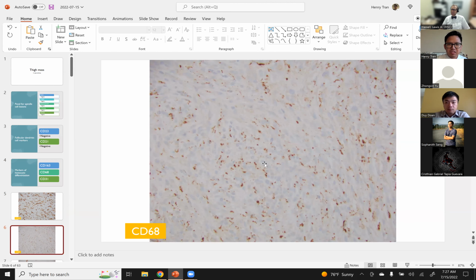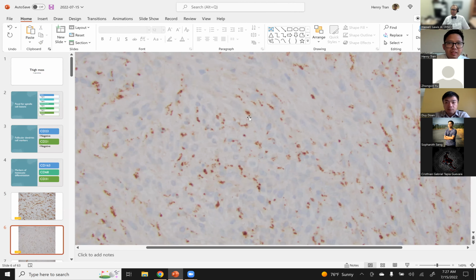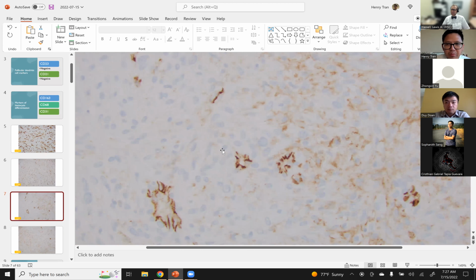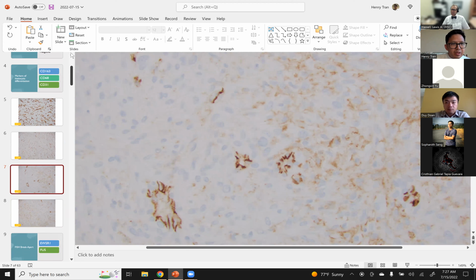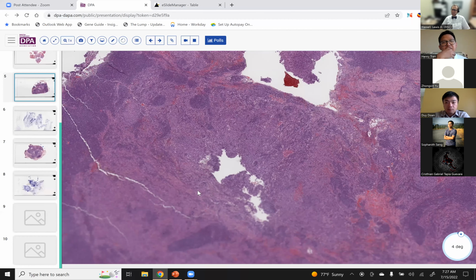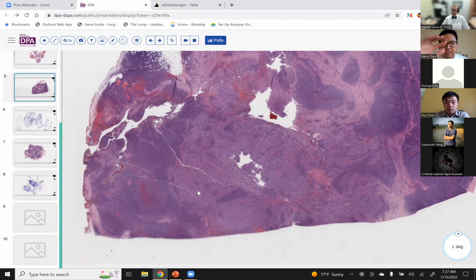And then CD68, you can see that it's a little bit dirtier than CD163. And again, it's staining mostly histiocytes within the lesion and not the tumor cells. And then CD31. Most of the tumor cells appear to be negative. Maybe there's some focal staining possibly, who knows? But basically, at this point, we have a lot of negative IHC markers.